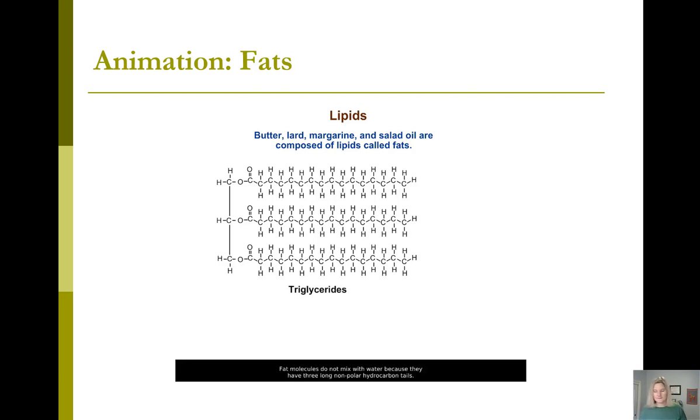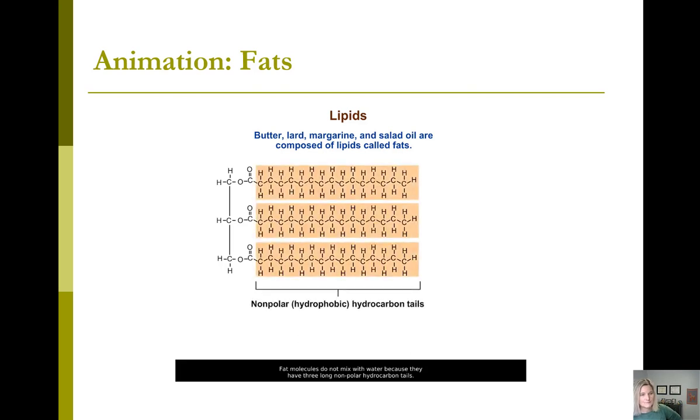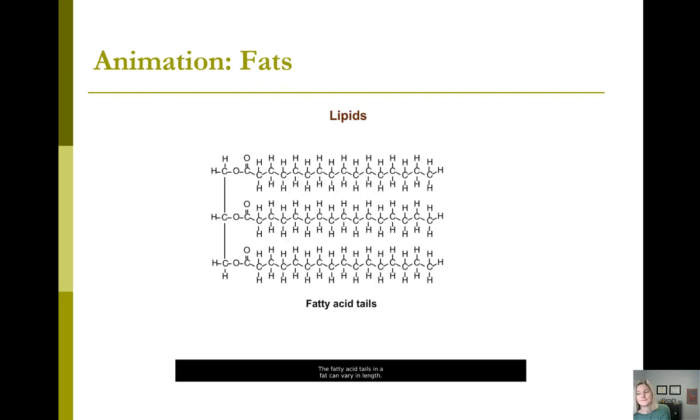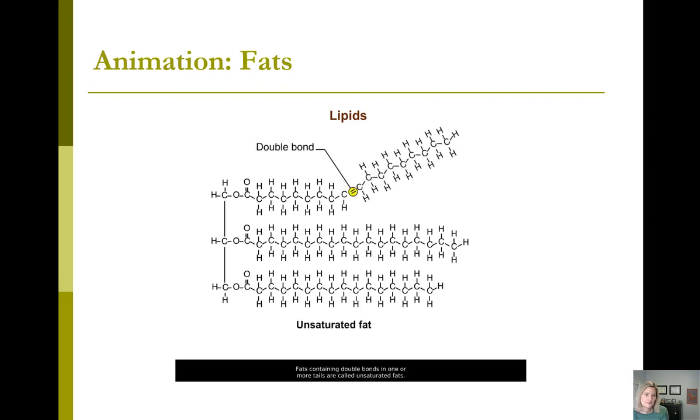Fat molecules do not mix with water because they have 3 long nonpolar hydrocarbon tails. Cells use fats for energy storage because the tails hold more potential energy than other biological molecules. The fatty acid tails in a fat can vary in length. A very important characteristic of fats is the number of double bonds in the hydrocarbon tails. Fats that contain only single bonds are called saturated fats. Fats containing double bonds in one or more tails are called unsaturated fats.